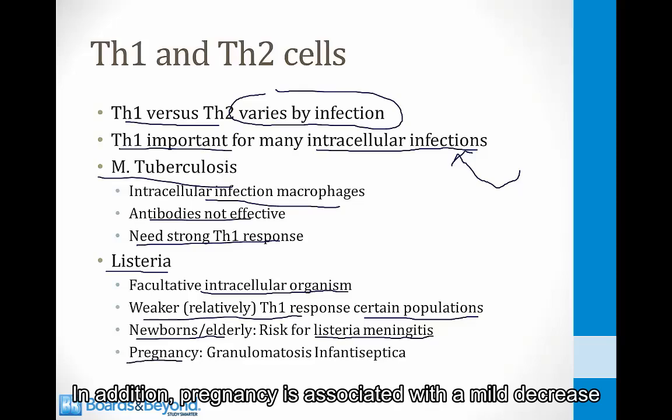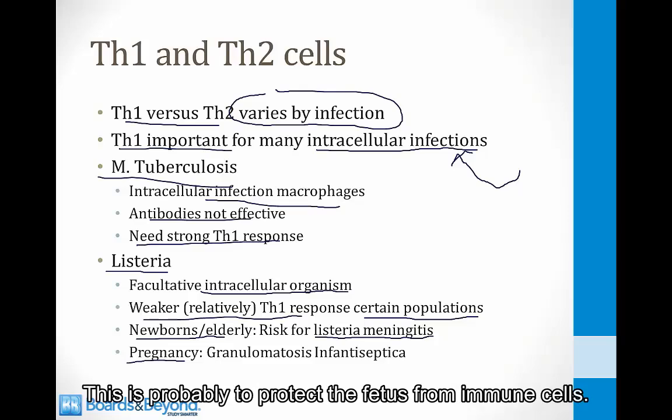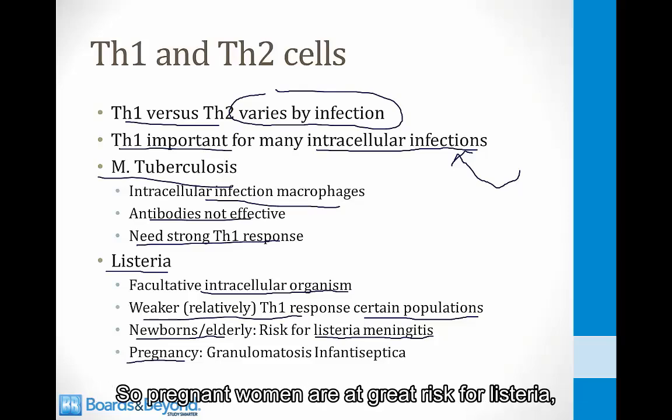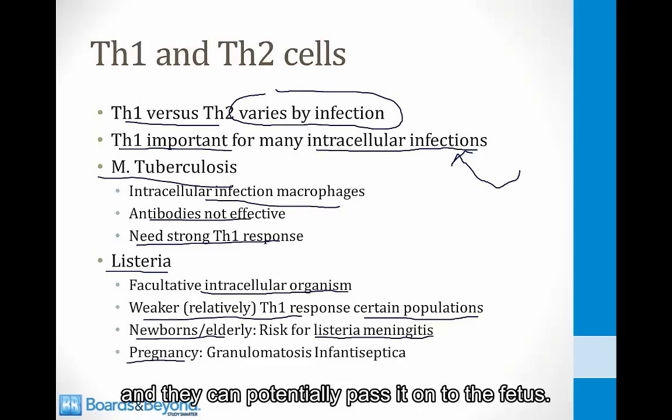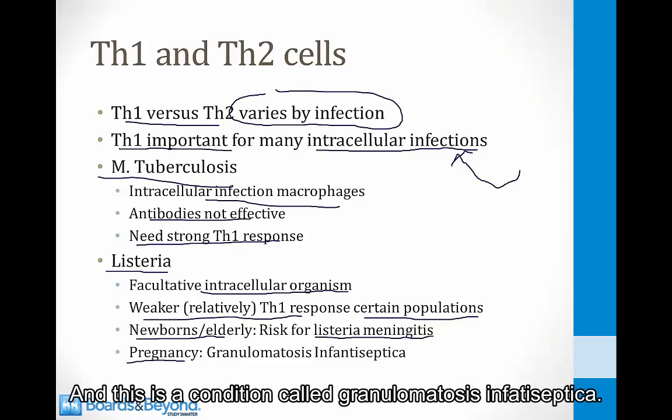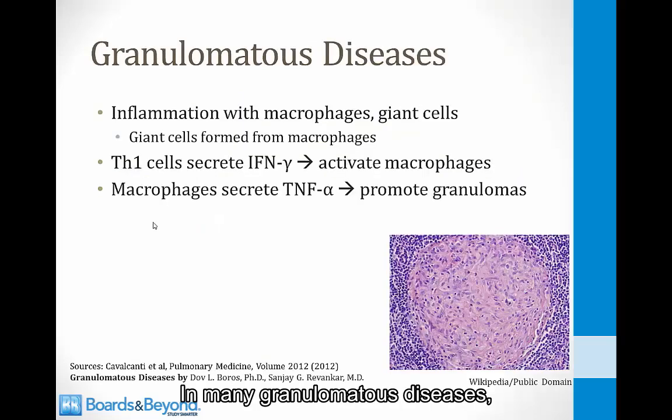In addition, pregnancy is associated with a mild decrease in the cell-mediated immune system. This is probably to protect the fetus from immune cells. So pregnant women are at great risk for Listeria, and they can potentially pass it on to the fetus, and this is a condition called granulomatosis infantiseptica. In many granulomatous diseases, Th1 cells play an important role.